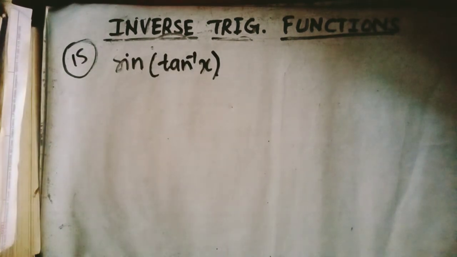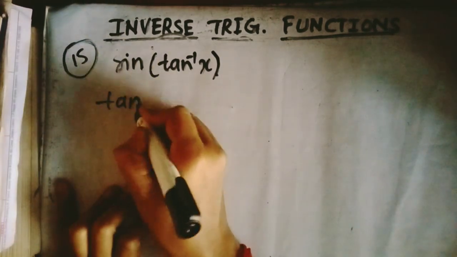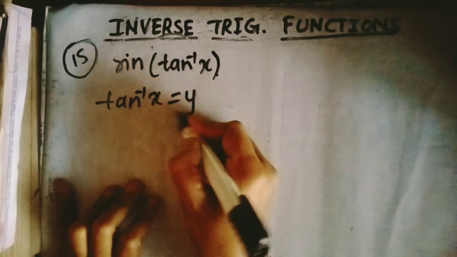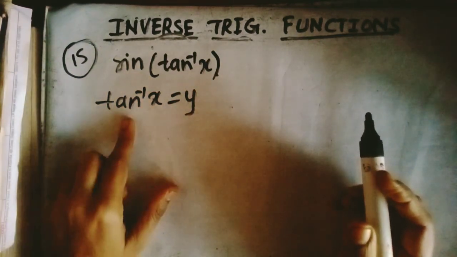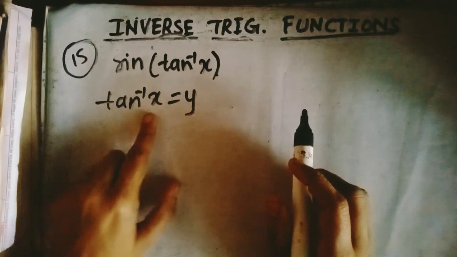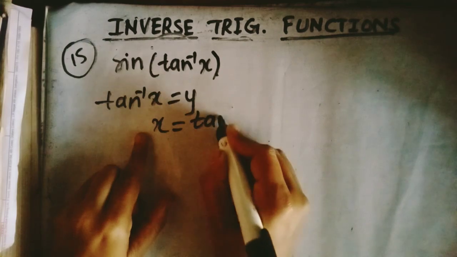Next question, you have to solve this. Okay, so I'll substitute tan inverse of x as equal to some y. So you have to find sine from this. Okay, so tan inverse of x equal to y. So your x will be tan of y.